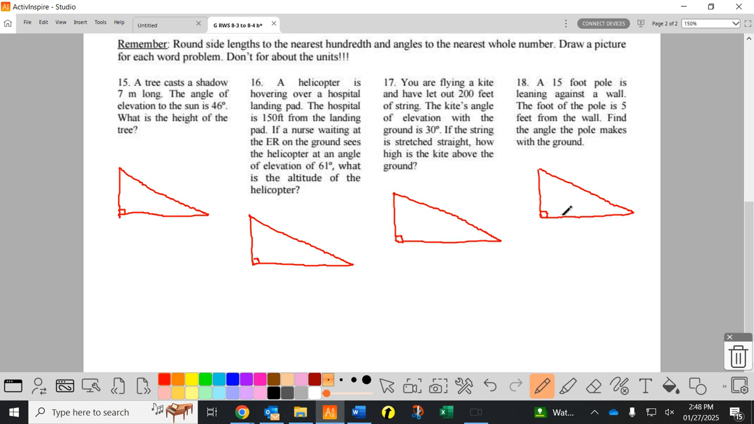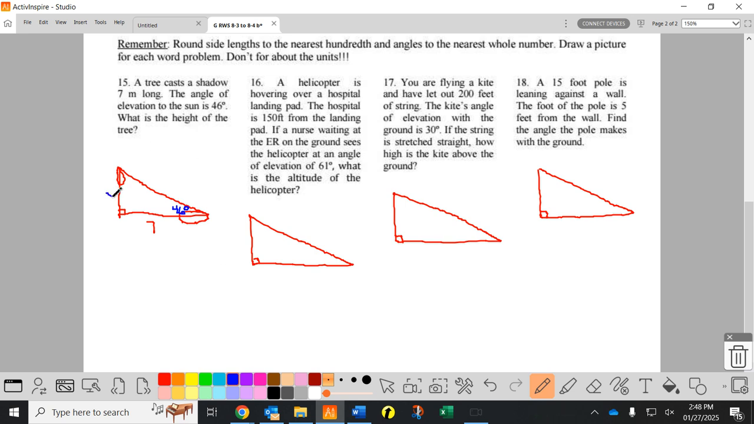Okay, here we go. So we got a tree, so here's our tree. Our tree is casting a shadow on the ground. The shadow's down here. Shadows go on the ground, guys. They don't float in the air. So we got a tree, we got a shadow. It says the shadow is 7 meters long. So this is 7 meters down here. It says the angle of elevation to the sun is 46 degrees. So we got a 46 degree angle. I got to change the blue. When I have that tree drawing, I got to put that in there. So that's going to be 46 degrees. Much better.